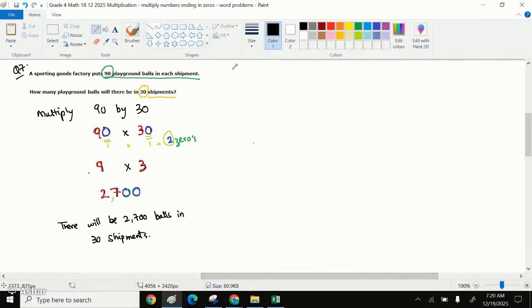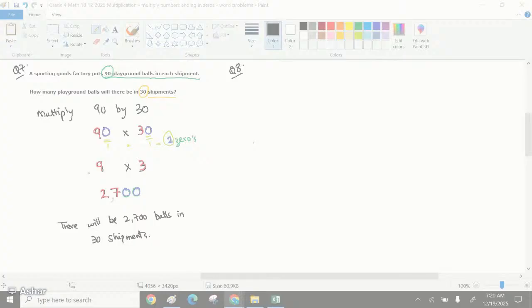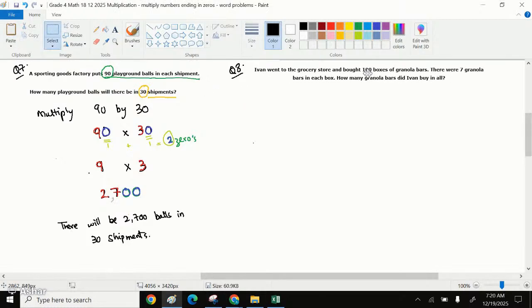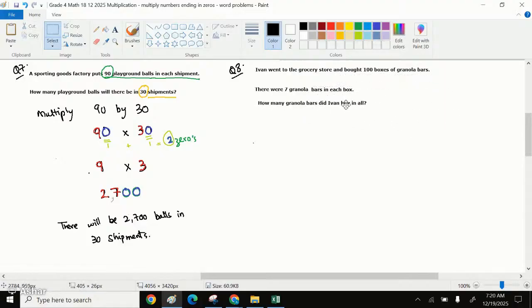Okay, let's look at the next question. The next question is question number 8. Let's see what question number 8 is asking us to do. Ivan went to a grocery store and bought 100 boxes of granola bars. I'll just copy this so that we have the question over here. It says he bought 7 bars in each box. How many granola bars did he buy altogether?